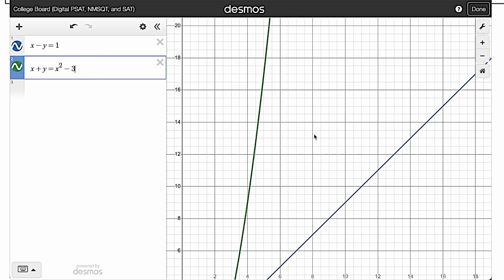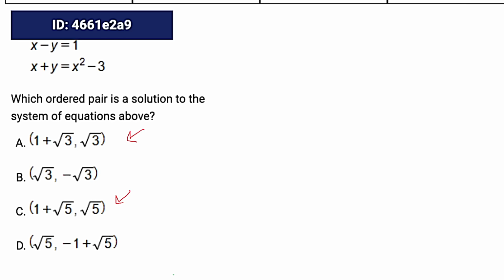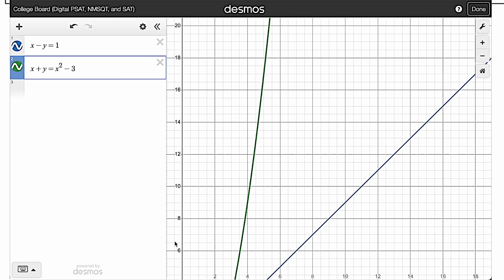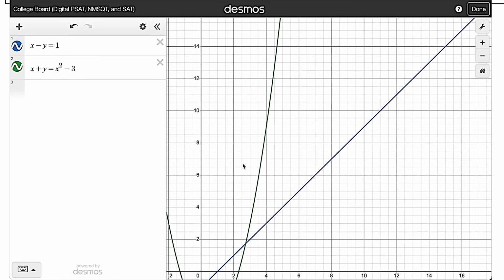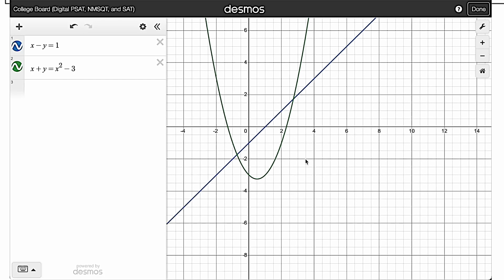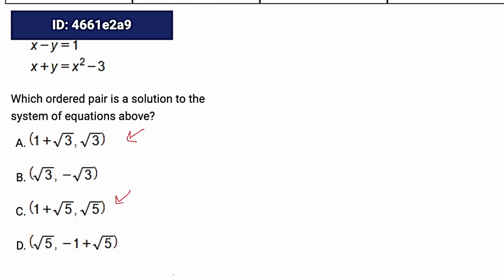So we've got our systems of equations, right? And the question was asking me, which ordered pair is a solution to the system of equations? Okay, so what's the issue here? Well, if we drag down to our intersections, we've got a couple of them, but neither of them are in the form that we're looking for, right? We're looking for 1 plus the square root of 3 and the square root of 3 and stuff like that. So what are we supposed to do? Well, it's actually not that hard.